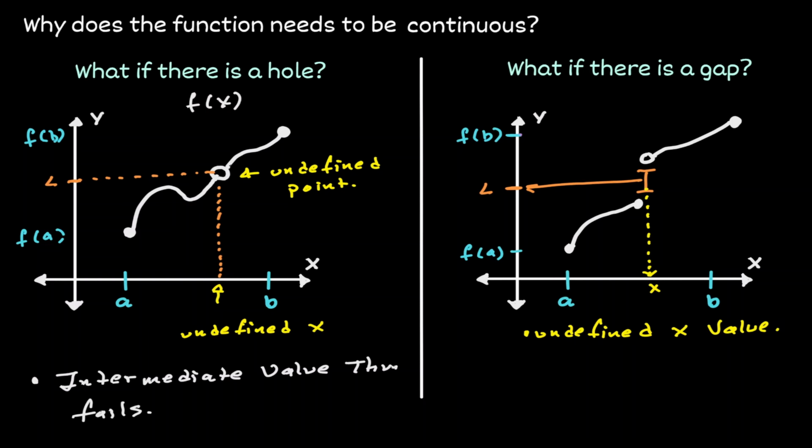Then the intermediate value theorem failed, because notice that we did choose some y value between f of A and f of B. We chose L, but we were not able to find some x value between A and B, because at the gap, the y value did not exist. Therefore, the x value was undefined. So the intermediate value theorem failed.